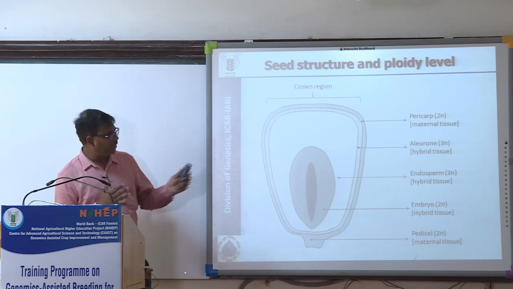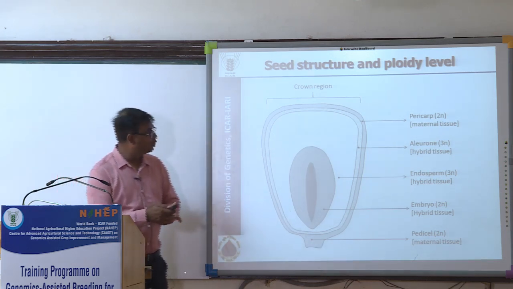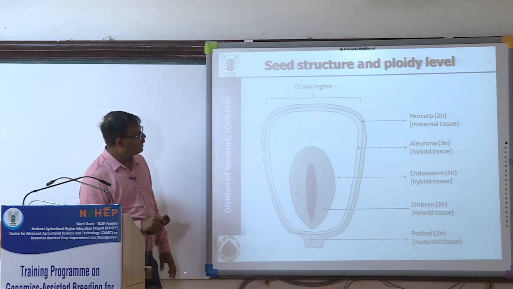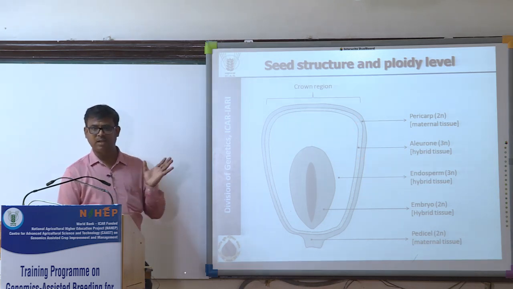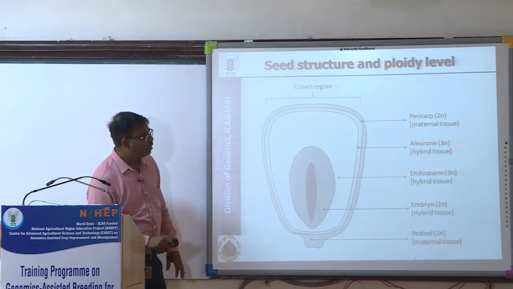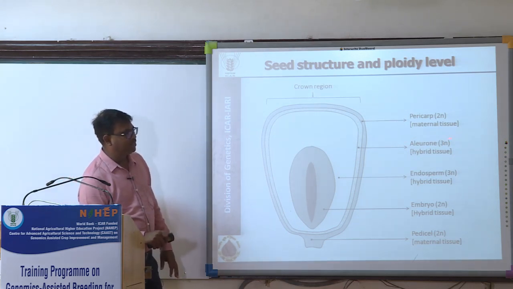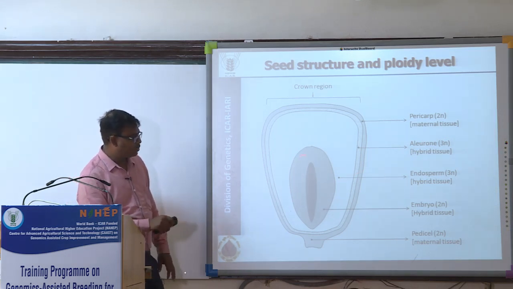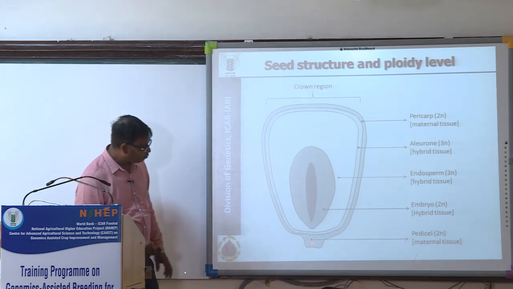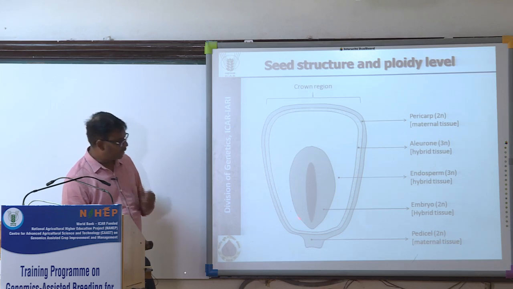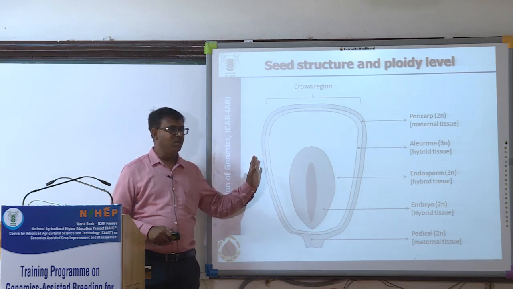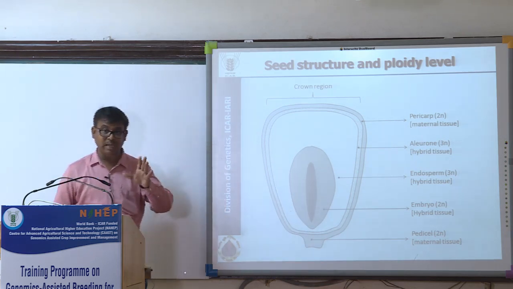To understand this, seed structure is also equally important. In a crop like maize, we have a pericarp, which is a maternal tissue, 2N. Then is the aleurone layer, the outermost layer of the endosperm, isn't it? Which is a hybrid tissue with 3N genotype. Then inside is the endosperm, again hybrid tissue, 3N. Embryo is hybrid tissue, but 2N. We all know that. And this is the pedicel, the base of the kernel, which is again a maternal tissue, 2N. So, whenever you make crosses, you have to understand where the variations will come as far as genotyping is concerned.